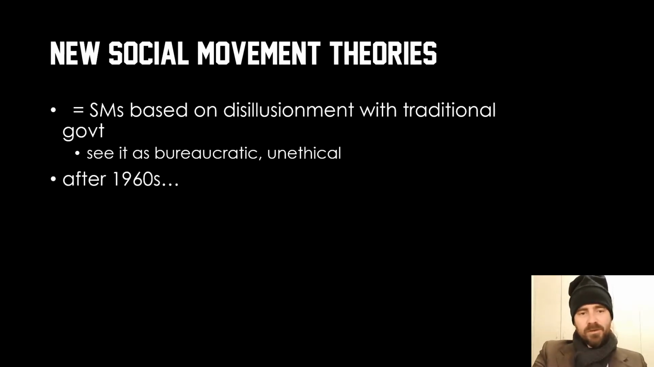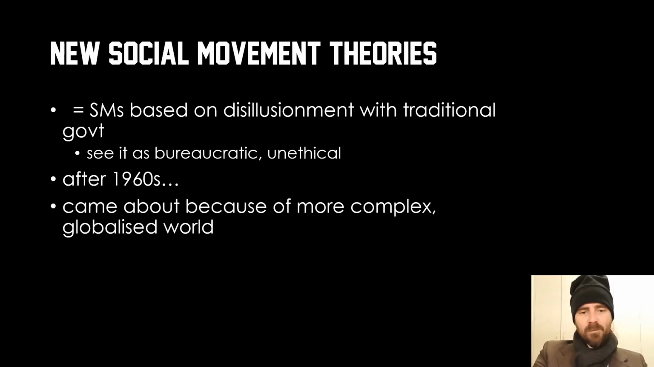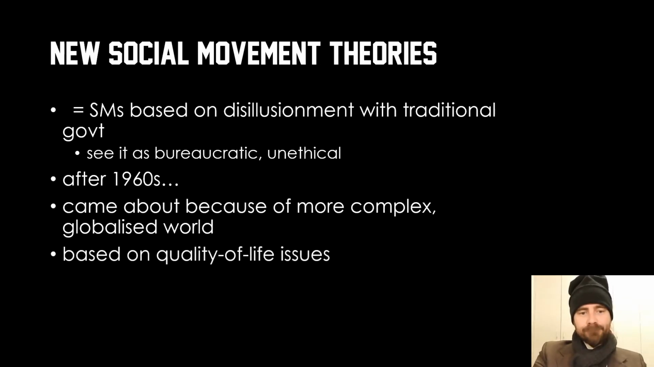So it was after the 1960s, yeah? Before the 1960s, deprivation theory. After the 1960s, new social movement theories. It came about because there was a more complex globalized world after the 1960s, as mentioned, due to mass media, ICT, yada yada yada. And it was based on quality of life issues. Feminism was a good example there. I mean, feminism as a social movement has been going for a lot longer than from the 1960s, but it had another big burst.